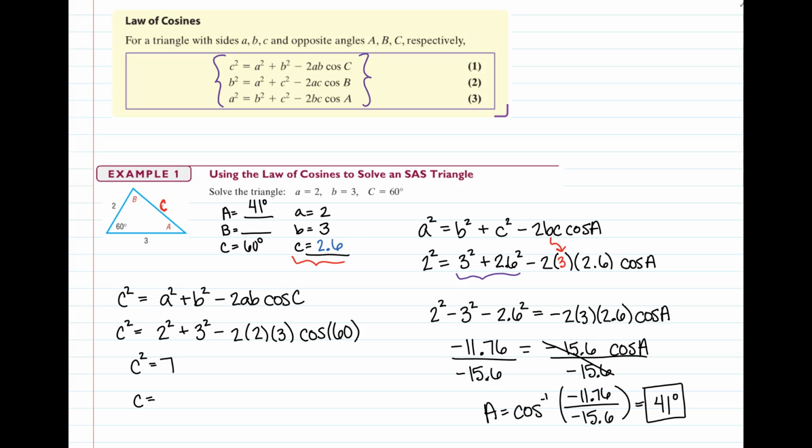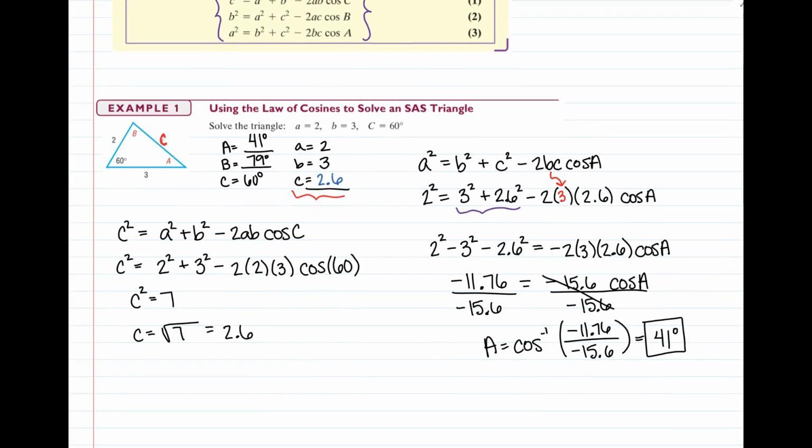And then we don't have to do law of cosines again because we can add these two angles together, 41 and 60, subtract from 180, and we get 79 degrees. Okay? All right, let's do another one.